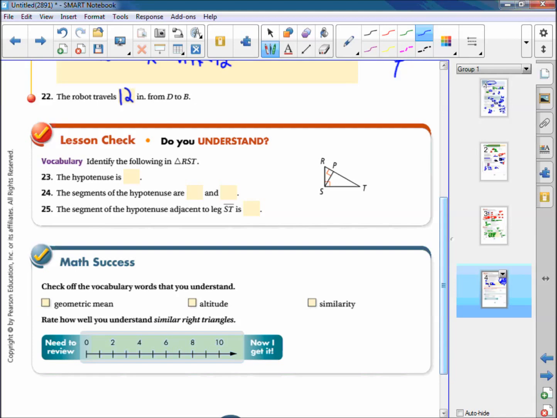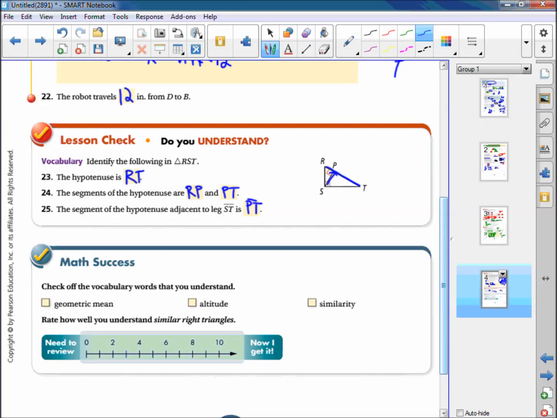Identify the following in triangle RST. So RST is the big triangle. What is the hypotenuse of the big triangle? Well, that's RT. That's the side across from the right angle. So that's this one. Okay. What are the segments of the hypotenuse? So what's that hypotenuse got broken into two segments by that altitude? So this is RP and PT. Okay. And the segment of the hypotenuse that is adjacent to the leg ST is going to be PT again.